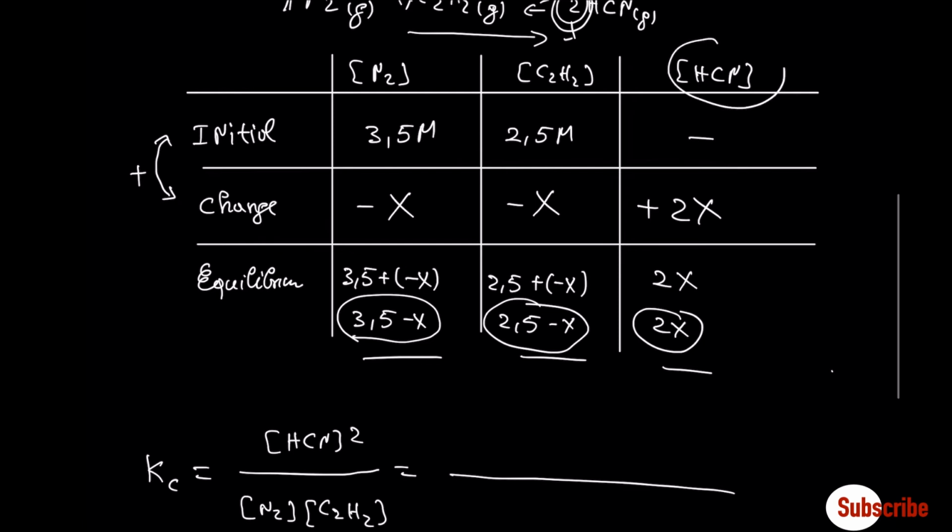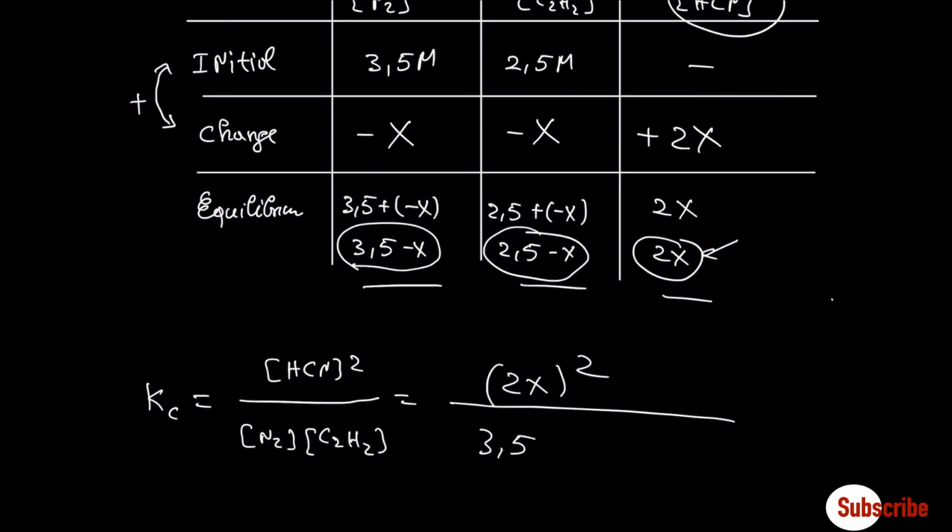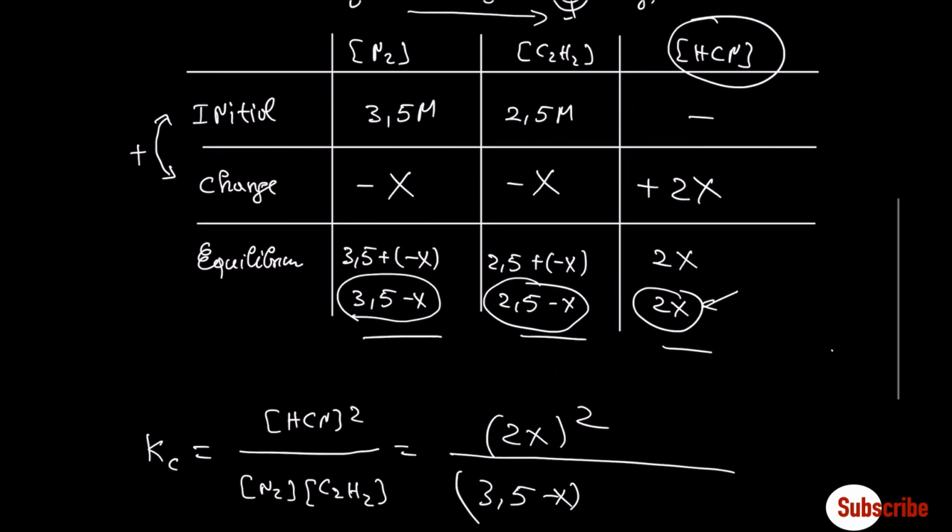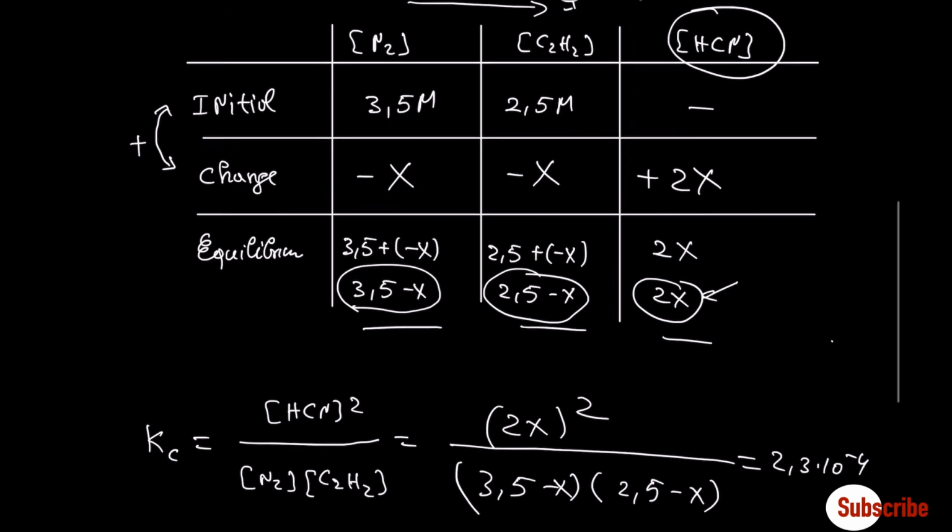So for HCN you have 2x, this one here, squared, 3.5 minus x for the nitrogen and 2.5 minus x for the acetylene. This is equal to the value of the equilibrium constant that the exercise gave us at the beginning, 2.3 times 10 to the minus 4. Let's solve it to find the x.